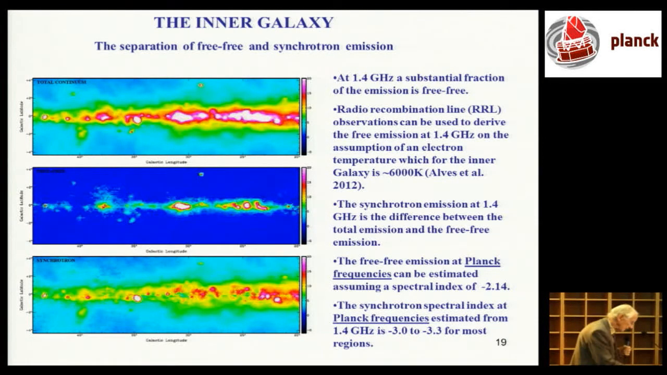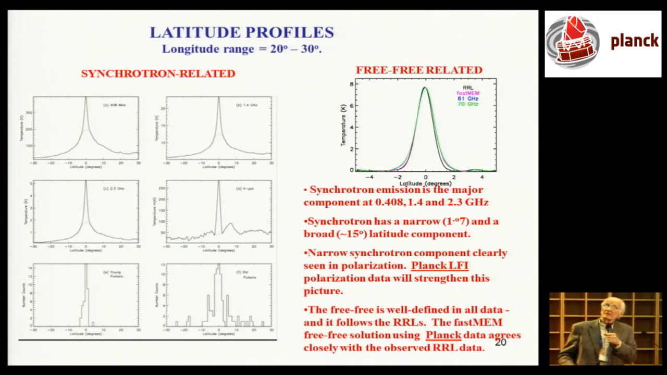Well, you can separate the free-free and the anomalous emission and the synchrotron by using radio recombination lines to give you the free-free on the galactic plane, and this is all remarkably narrow, as is the synchrotron. And these are the latitude cuts, an area for which we've got the radio recombination lines, and you can make the separation of synchrotron and free-free.